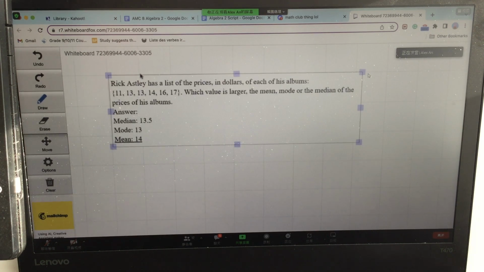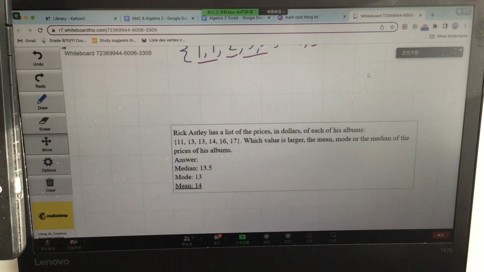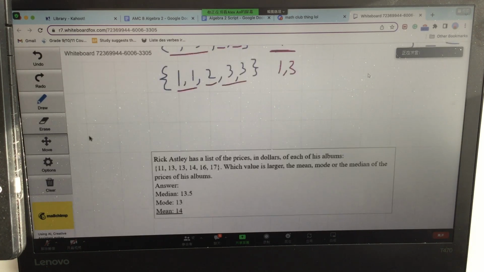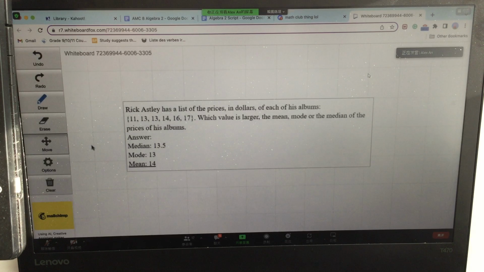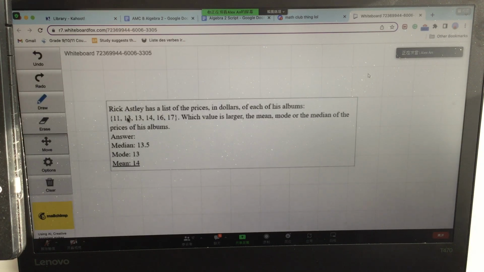We're going to go on to some questions about mean, median, and mode. First one: Rick Astley has a list of prices in dollars of each of his albums.